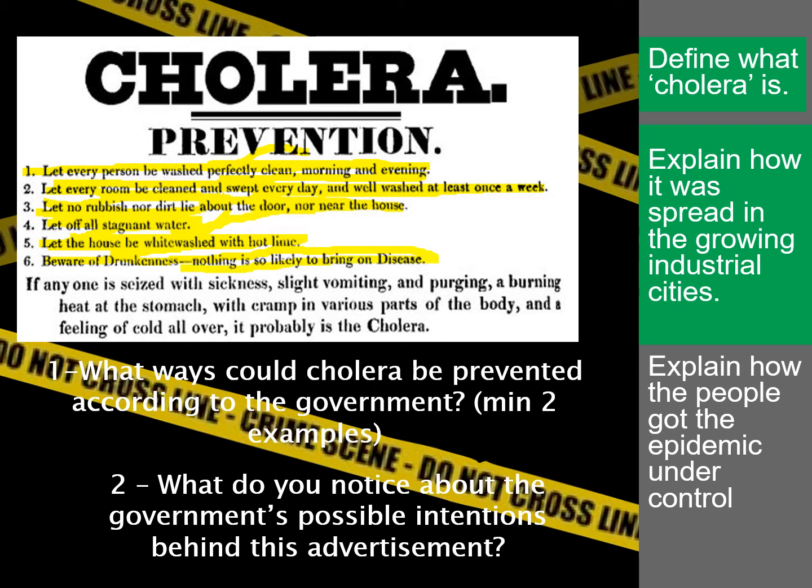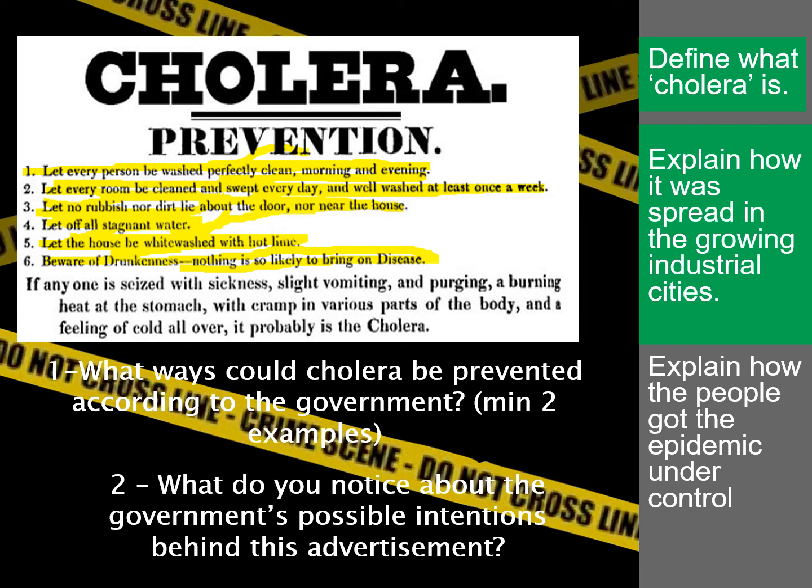So basically, according to them, only drunk people would get the disease, and it's this idea that all poor people are drunk people in Victorian Britain because they were drinking a lot, because that was all they really could do to escape their problems. And the advice that they give is, if anyone is seized with sickness, slight vomiting and purging, which is the diarrhoea, a burning heat at the stomach with cramps in various parts of the body and a feeling of cold all over, it probably is the cholera. And that's basically it. If you have it, that's the end for you.